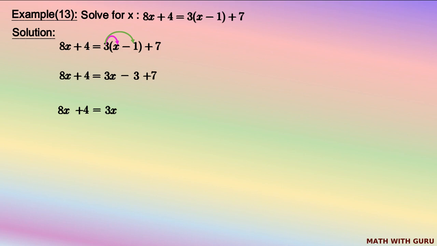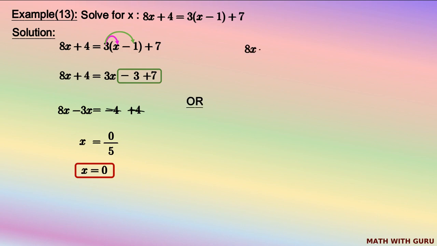They are the like terms and they are on the same side. Let us find their sum, their algebraic sum. Minus 3 plus 7 is plus 4. Now collect the like terms on the same side. 8x minus 3x equals minus 4 plus 4. 5x equals 0. Minus 4 plus 4 get cancelled. x equals 0 divided by 5. x equals 0.